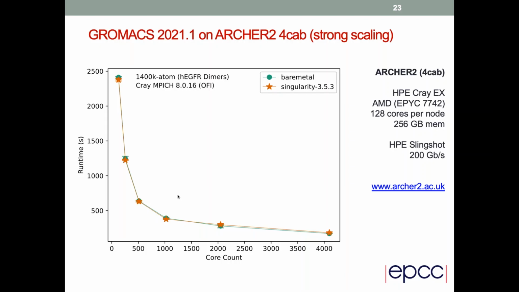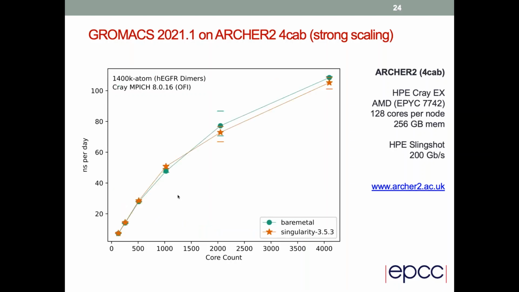So on the right, I just give the hardware spec of Archer 2. So it has 128 cores per node and so on. So it seems like in runtime, the two sets of results, those that are done using Singularity version 3.5.3 and those that were run just straightforwardly on the compute node, are the same, more or less, are comparable.